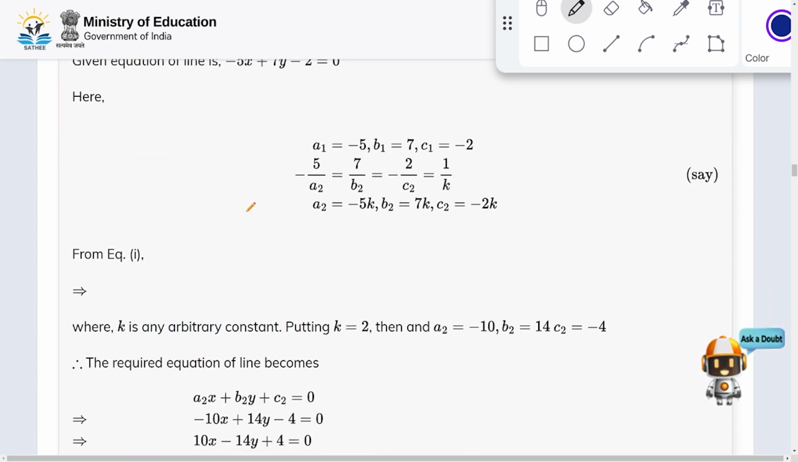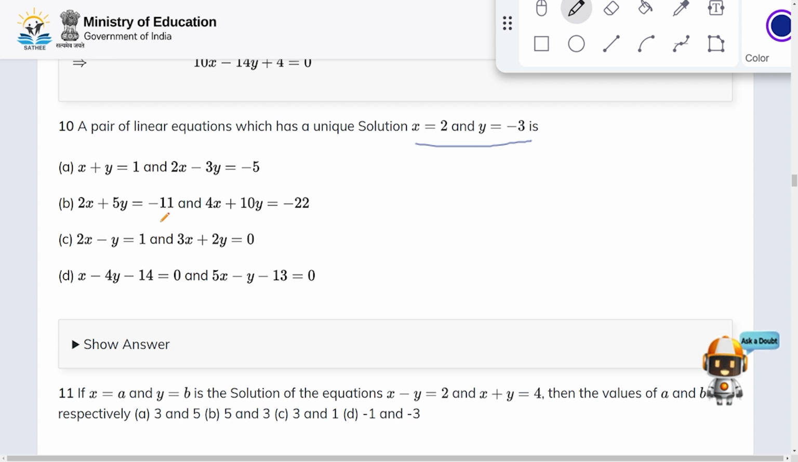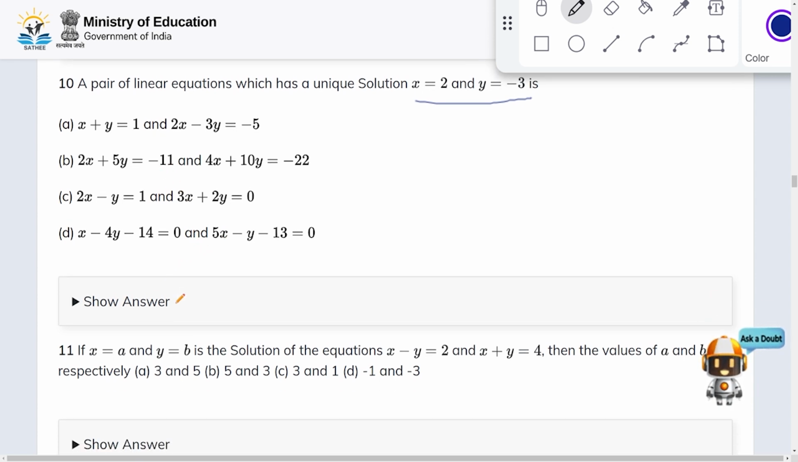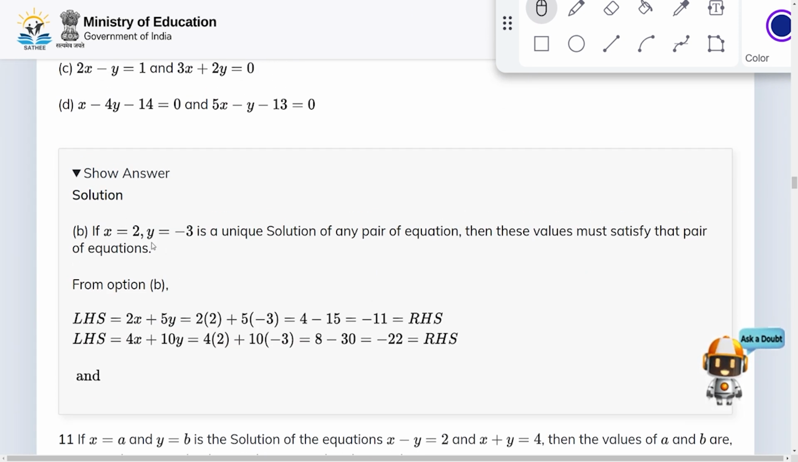So now let us move to the next question. In the next question, we have a pair of linear equations which has a unique solution x equal to 2 and y equal to minus 3. We have to find which option is correct. So now let us see how to solve it. Here, if x equal to 2 and y equal to minus 3 is a unique solution of any pair of equations.